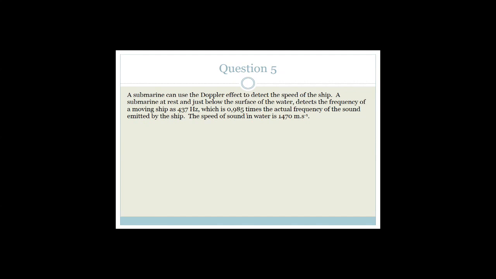A submarine can use the Doppler effect to detect the speed of a ship. A submarine at rest, just below the surface of the water, detects the frequency of a moving ship as 537 hertz, which is 0.85 times the actual frequency of sound emitted by the ship. The speed of sound in water is 1,470 meters per second. So the next thing they say is state the Doppler effect in words. If you hadn't realized that this question was about the Doppler effect from the statement, the fact that they've asked you to state the Doppler effect in words gives you that huge hint.